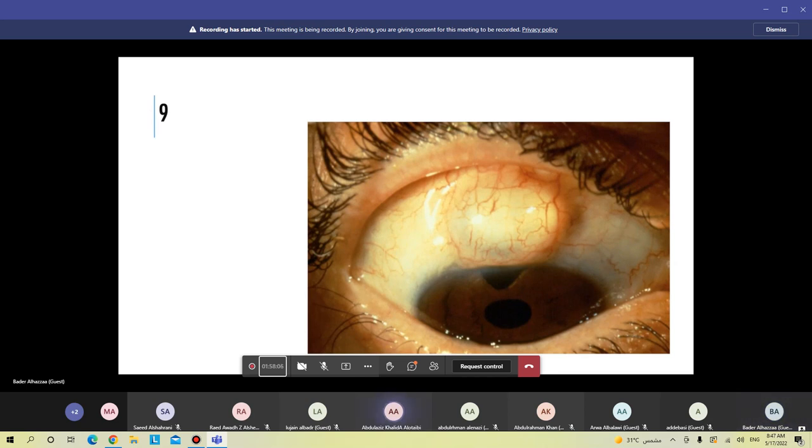Yes. What do you see here, Abdulaziz? This is an anterior photo showing an elevated or raised bleb with PI and a clear cornea. Yes. How do you describe the bleb? Describe it more. It is elevated. Yes. Vascularized. Okay. How about the wall? Do you think the wall is thick or thin?